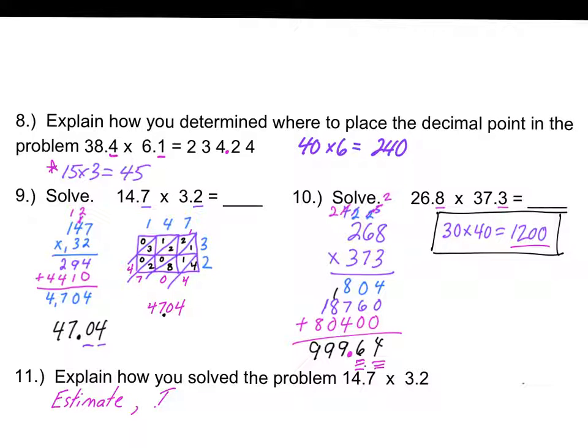Next, we ignore the decimal. Multiply. And then we want to put our decimal back in, either using your estimate or counting the numbers to the right of the decimal in the question, and then making that match up to the answer.